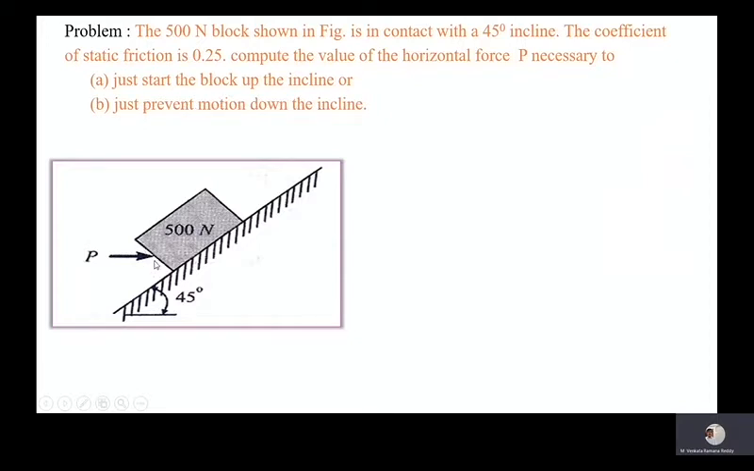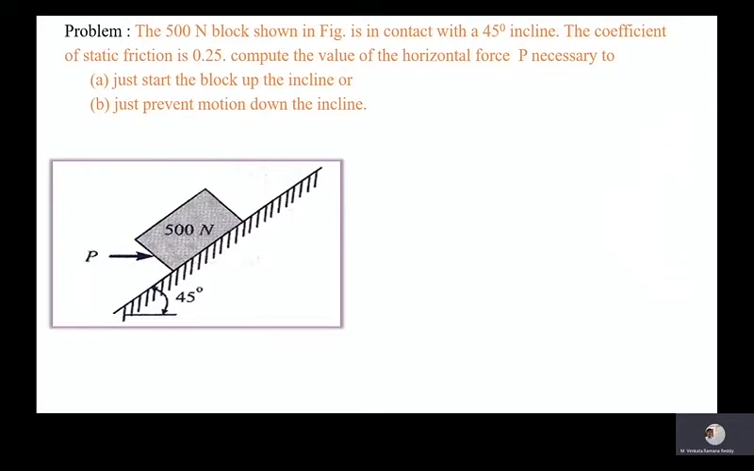Here, this is the 500 Newton block. That block is placed on the incline. This incline is making an angle of 45 degrees to the horizontal. We have to calculate the value of P in such a way that the block just starts up the incline. That is the first case. The second case is just to prevent the motion down the incline. That is two cases to be covered under this problem.